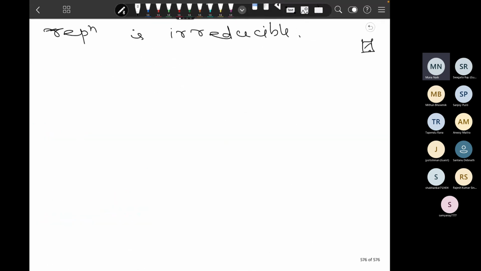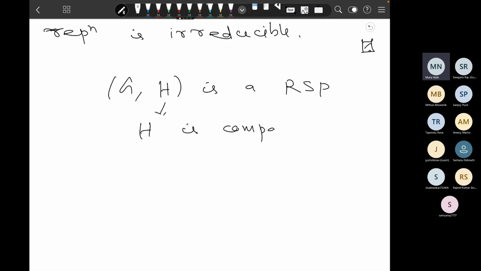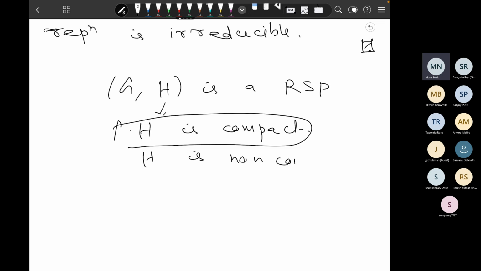Okay, in the next lecture then I will give some more examples. Actually, in the next lecture, what we will do is something like this: GH is a Riemannian symmetric pair. We have seen that in whatever examples we have produced, this H is really compact. In the next lecture, we will see some examples where H is non-compact and still GH is a Riemannian symmetric pair, and we will also see that infinitely many Riemannian symmetric pairs may give rise to the same Riemannian symmetric space. So with this I would like to stop, and if there is any question you can ask me.